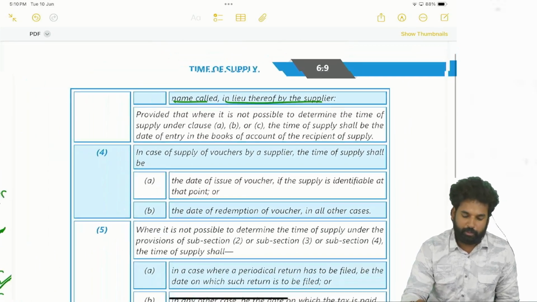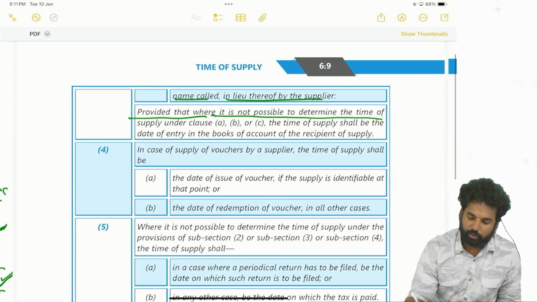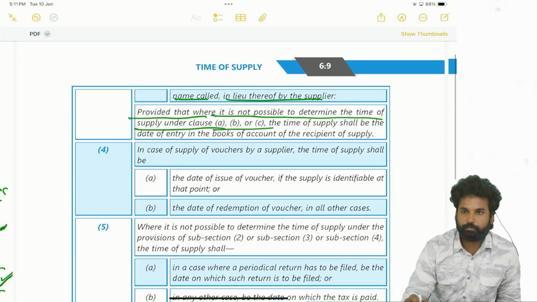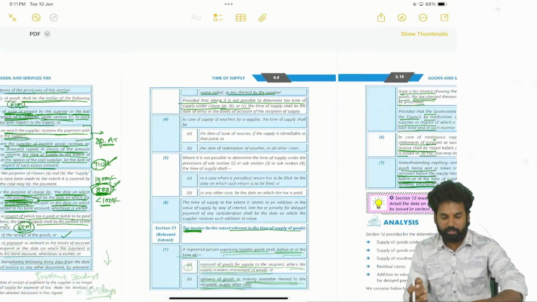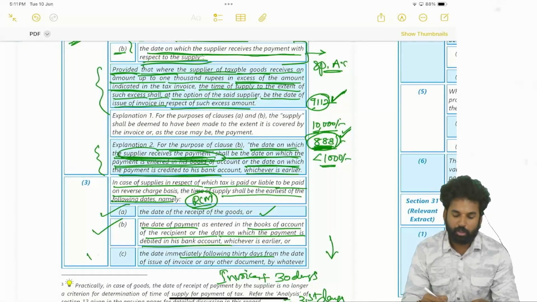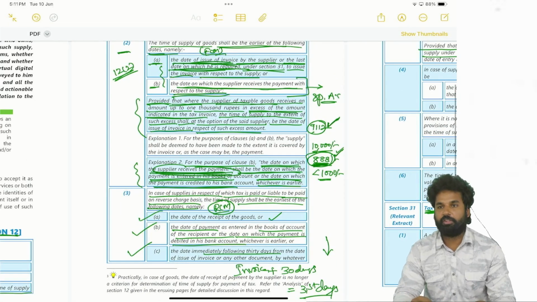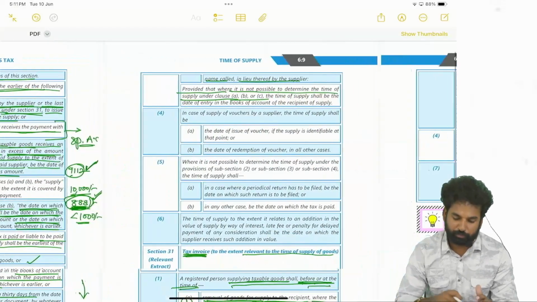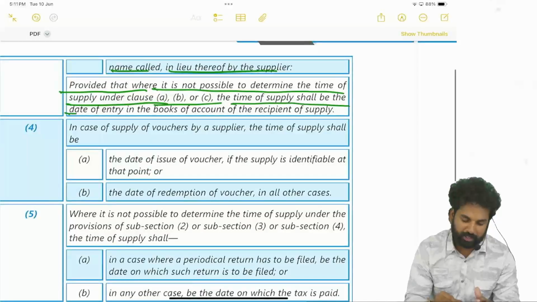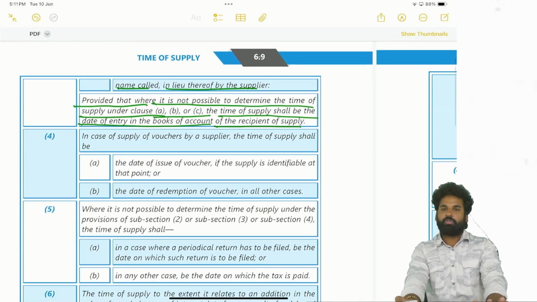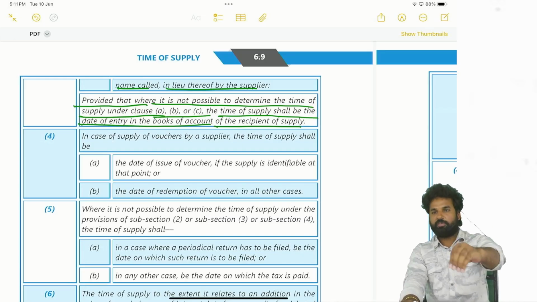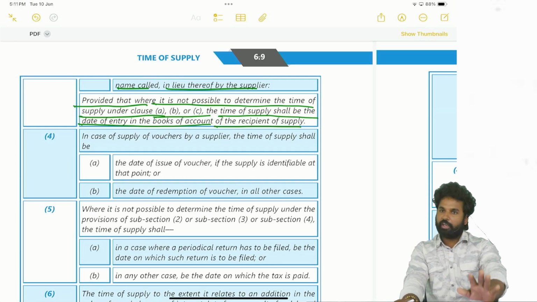Provided that where it is not possible to determine the time of supply under clause A, B or C, that means you don't know any of these dates. You don't know the receipt of goods, you don't know the date of payment, and you don't know the date of invoice for the 31st day. In such cases, time of supply shall be the date of entry in the books of accounts of the recipient of supply. Whenever you make an entry in the books of accounts that on this day these goods have been received, that entry date will be the time of supply.